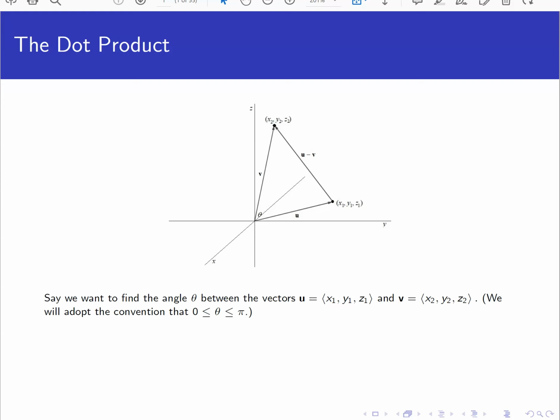In this video, we're going to introduce the dot product of two vectors. So let's say we start with two vectors u and v, and we will actually want to try to figure out what's the angle between those two vectors.